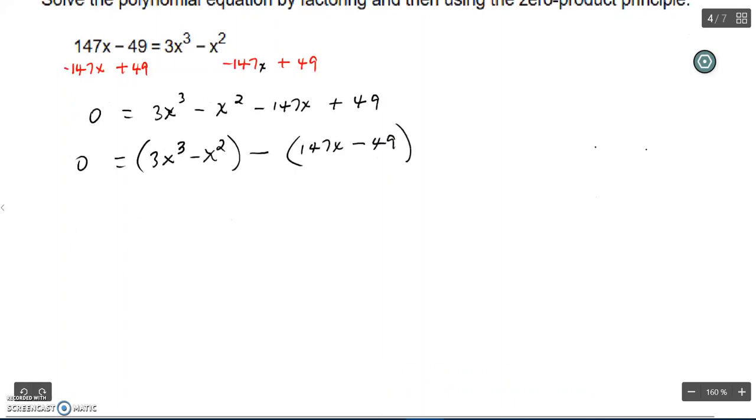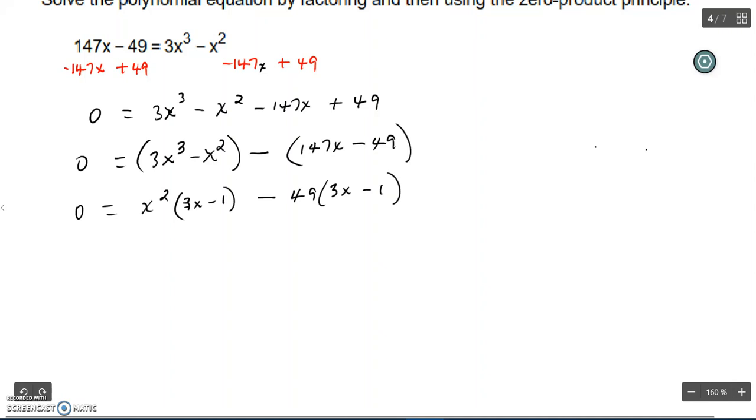All right, now I'm looking for a GCF in both groups. In the first group, I can take out x squared, which would leave 3x minus 1 inside parentheses. And here I can factor out a GCF of 49. So I'm going to take out the 49, and that's going to leave us with 3x minus 1 in parentheses there. And double check, multiply that 49 back through. In fact, multiply negative 49 back through.